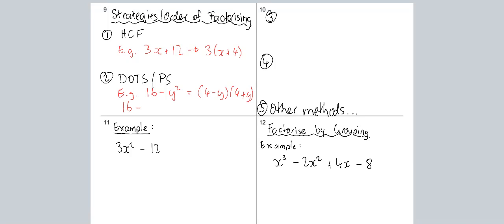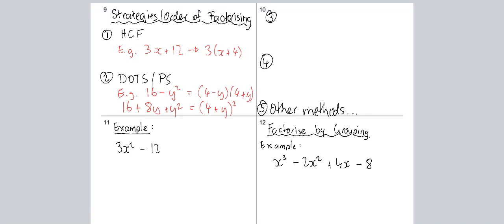Or say 16 plus 8y plus y squared is equal to, doesn't matter if you can't see this yet, 4 plus y all squared. So again, looking at the pattern, you're saying, is one of the numbers a square number? Yeah, 16, it's 4 squared. Is the other number a square number? Yeah, it's y squared. What happens if I mush 4 and y together? What do I get? 4y. What happens if I double it? 8y. Do I have 8y?